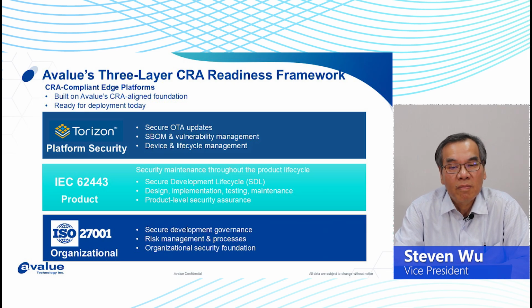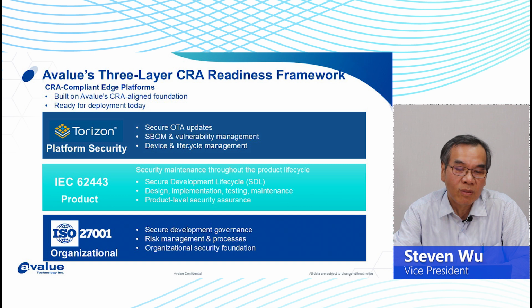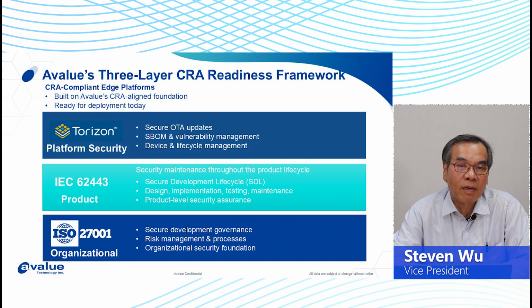In Avalue's implementation, we adopt a 3-layer framework. Firstly, on the groundwork side, our organization and everyday behavior and processes follow ISO 27001 practice. With this detailed, documented discipline, we make sure our infrastructure, which we use for daily operation and to develop the product, is compliant with the discipline of security operation.